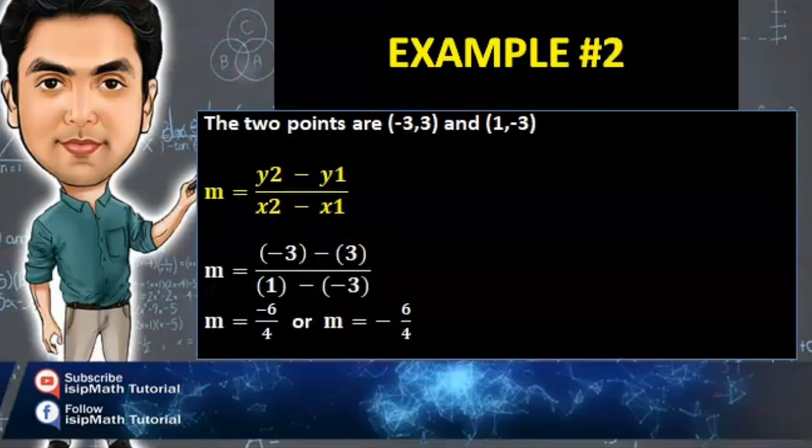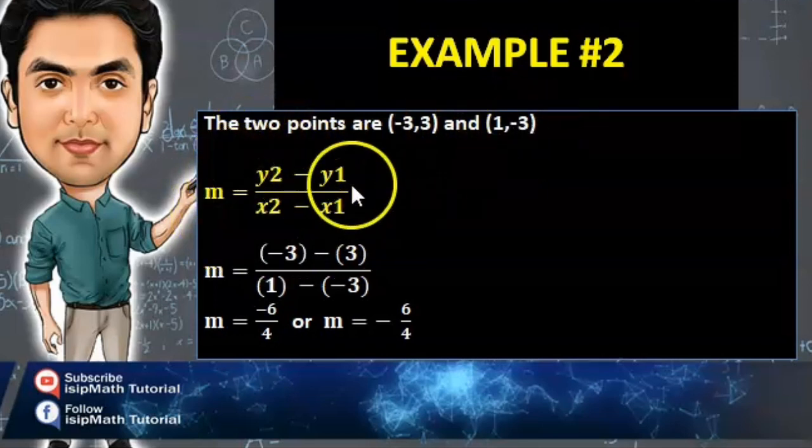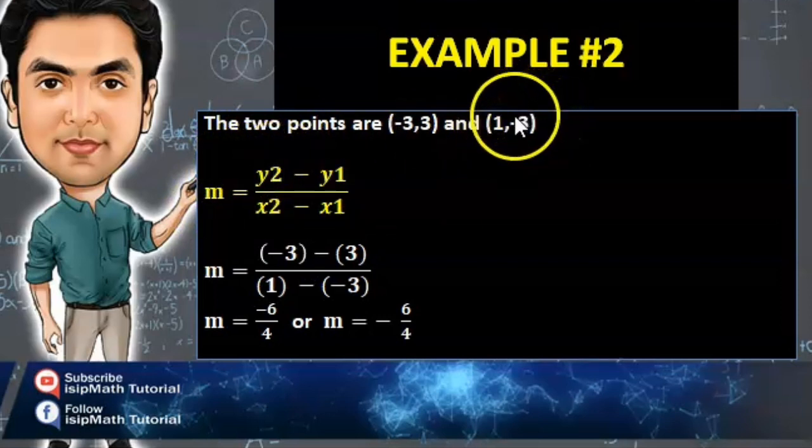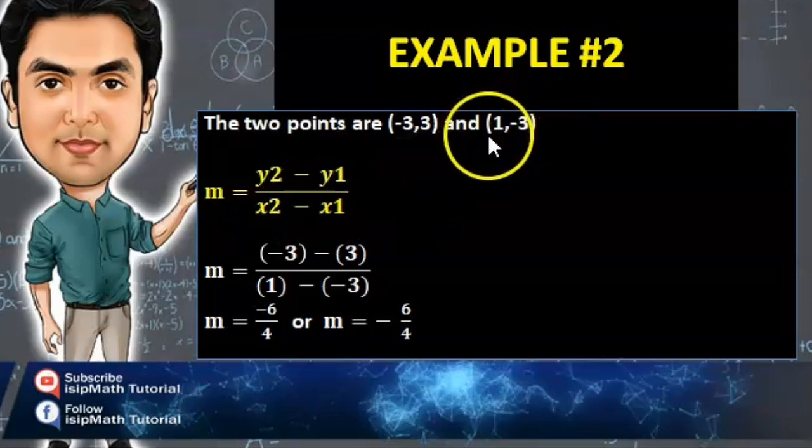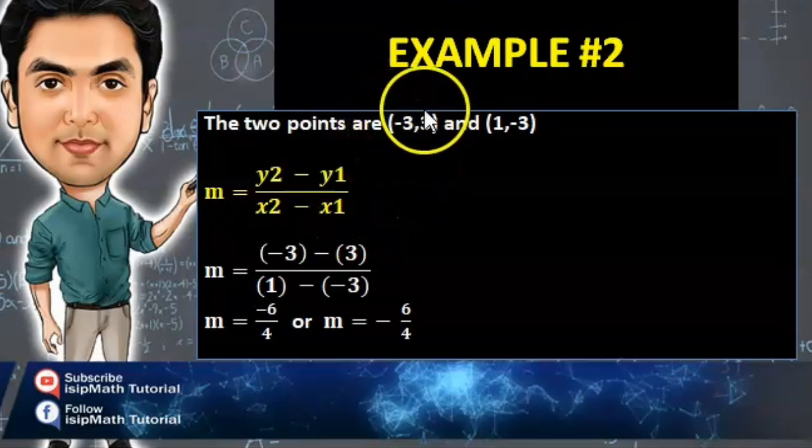Okay, so for our example number 2, we're going to find the slope of the line given these 2 points. Our first point is negative 3 and positive 3. Our second point is positive 1 and negative 3. So we will use this formula. So our y sub 2 is the value of our y sa ating second point. And our y sub 1 is the value of y sa ating first point. And same also with the x sub 2, the value of our x sa ating second point. And x sub 1 is the value of our x in our first point.